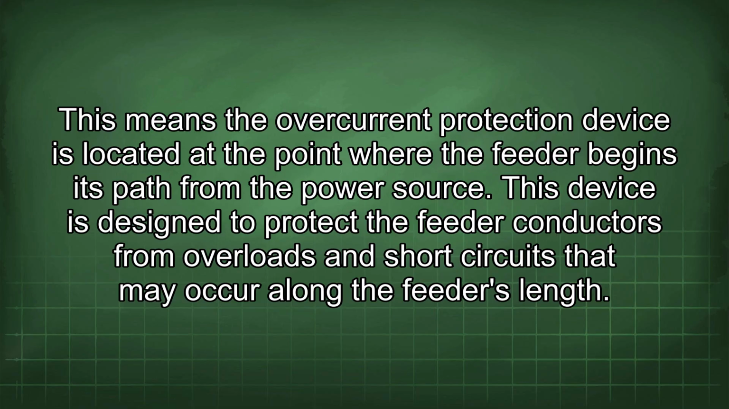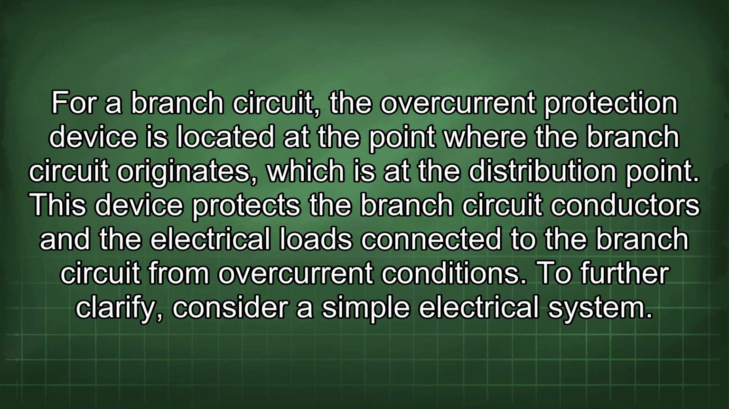the feeder's length. For a branch circuit, the overcurrent protection device is located at the point where the branch circuit originates, which is at the distribution point. This device protects the branch circuit conductors and the electrical loads connected to the branch circuit from overcurrent conditions. To further clarify, consider a simple electrical system.